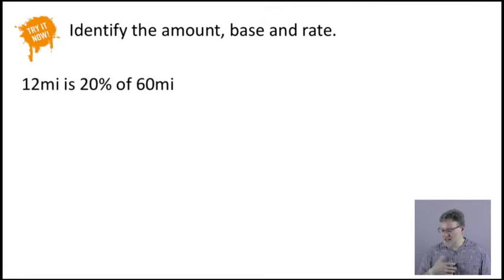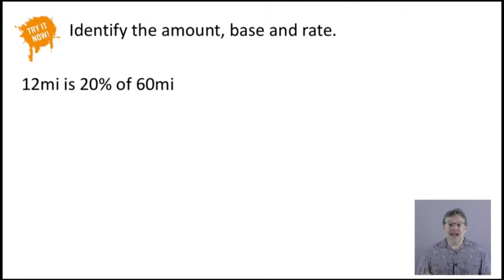Well, here is an example here. 12 miles is 20% of 60 miles. That's about the distance between Fort Collins and Denver, 60 miles there. And 12 miles, if I go 12 miles down the road, that's about 20% of, well, that is 20% of that distance. In this case, it's pretty easy to figure out what the rate is. The rate is always the percentage. Always, always, always the percentage. So finding the rate is pretty quick and easy for this one.